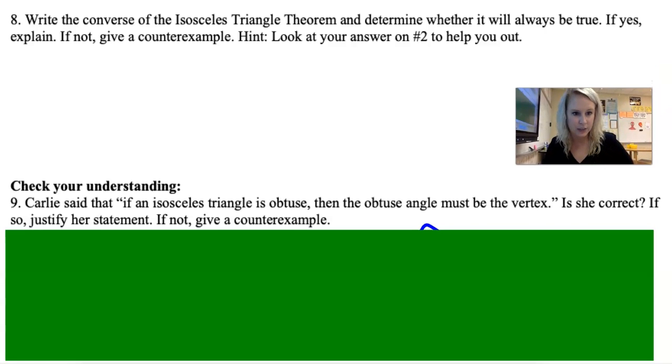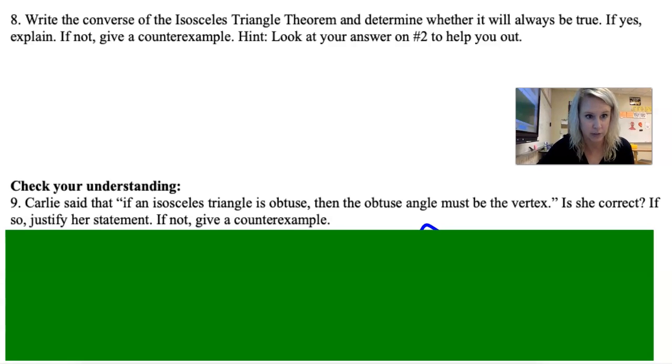All right, last one, and then you're going to do a little check your understanding. So write the converse of the isosceles triangle theorem and determine whether it will always be true. If yes, explain. If no, give me a counterexample. So remember converse, we did an if-then statement in number 2, and we're just going to flip it.